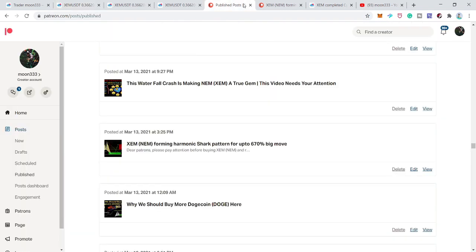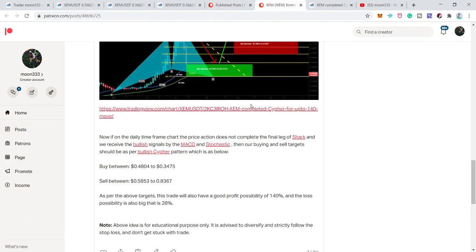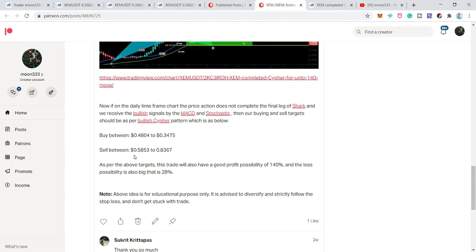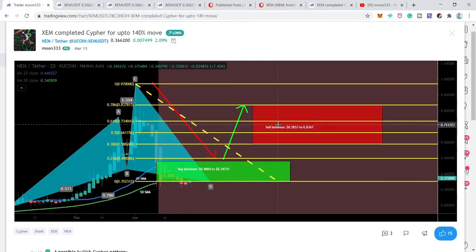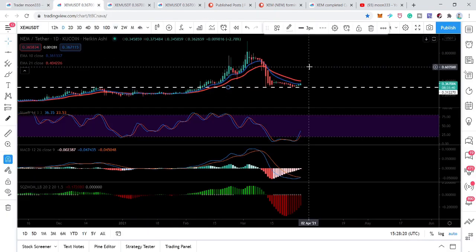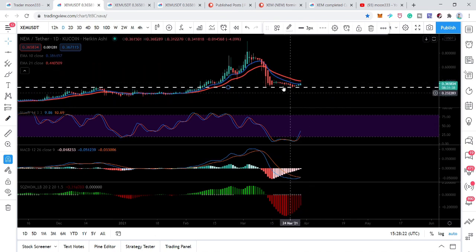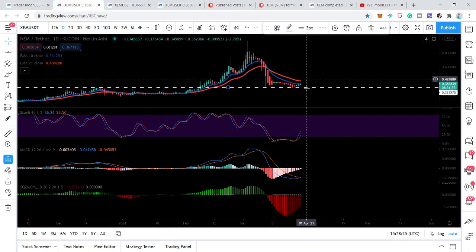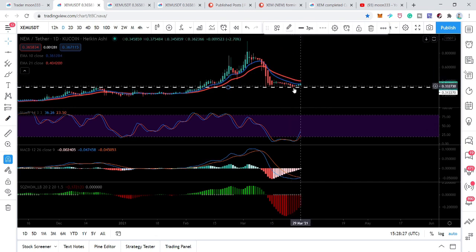As per the bullish cipher pattern, our sell targets can be 58.53 cents up to 83.67 cents, and this is the Fibonacci projection of the C to D leg, and these are the realistic targets. However, the price action can even turn more strongly bullish from here. If further confirmation is required for the bullish move, the price action will cross up this EMA 21 on the daily time frame chart, and I'm expecting that soon it will cross up this EMA 21.